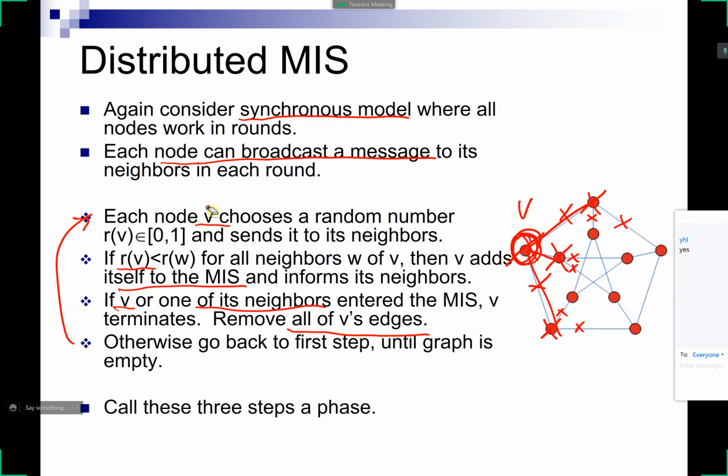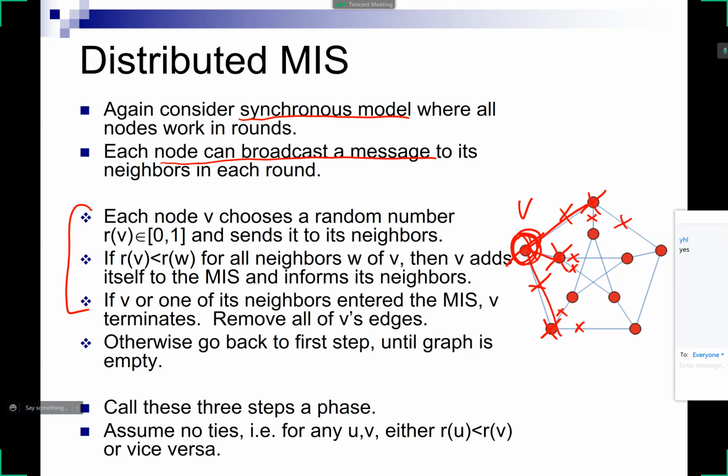So we're repeating these 3 steps over and over, and we're going to call these 3 steps a phase. Later on, we're going to analyze how many phases we're going to do before we terminate.